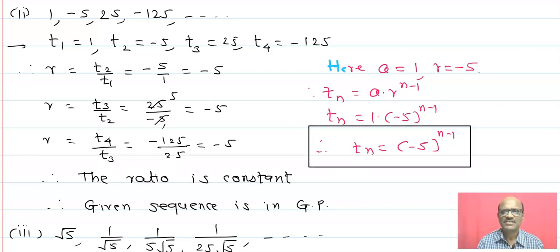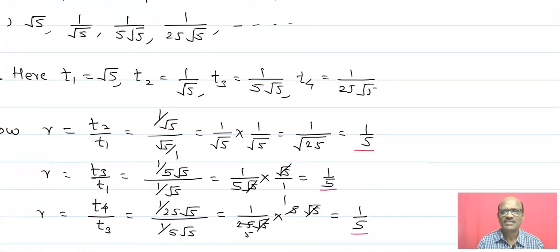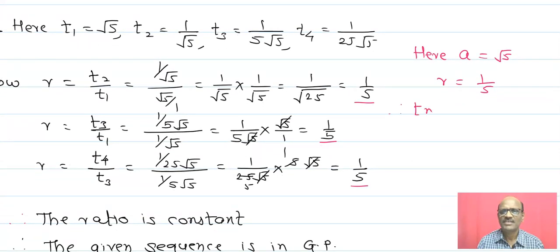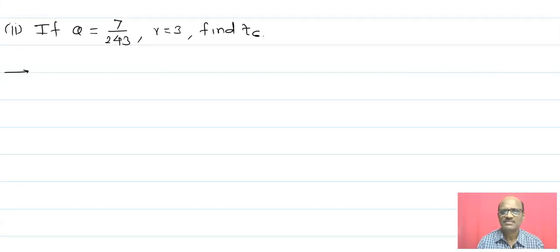See this. Now the next is for the third example. Here A is equal to root 5, R is equal to 1 upon 5, therefore Tn is equal to A into R raised to n minus 1. Therefore, Tn is equal to root 5 into 1 upon 5 raised to n minus 1. And this is the nth term for that example.